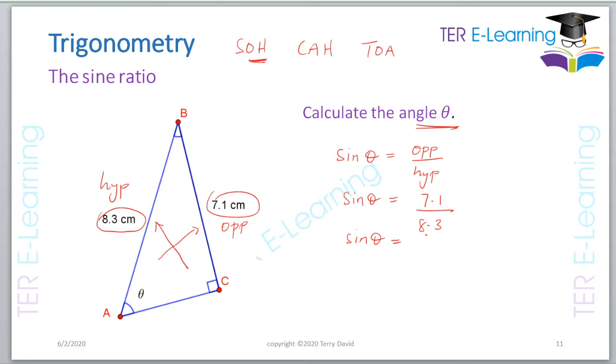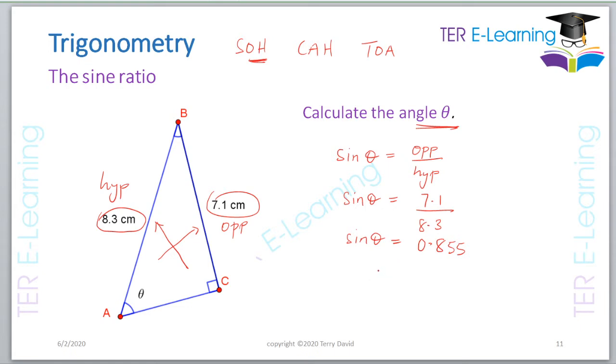So sine theta is equal to, so here's what you're going to do. You're going to just use a calculator and take 7.1 divided by 8.3. And what you're going to get is 0.855. So when you're working this question, work this piece here to 3 decimal places.